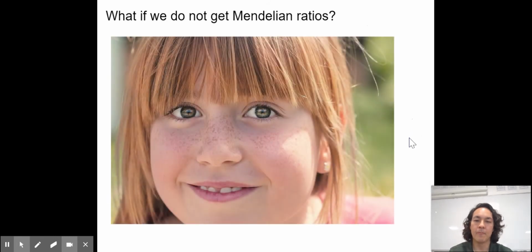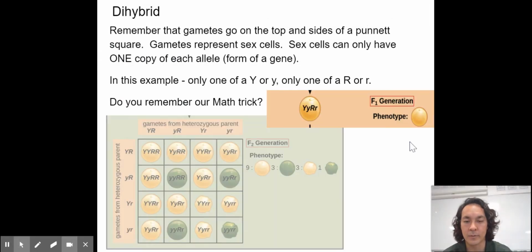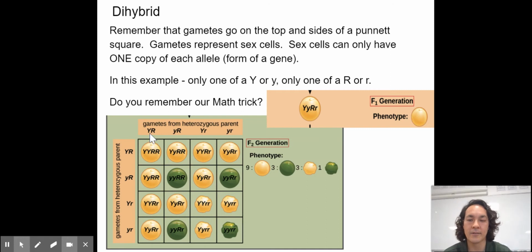All right. What if we don't get Mendelian ratios, such as freckles and red hair? They're often seen together, more than a 9 to 3 to 3 to 1 ratio. That means that they're on the same chromosome. And this is assuming what we call independent assortment. By independent assortment, it means that Y's and R's are passed down independently of each other. It doesn't matter what one is doing for the other.